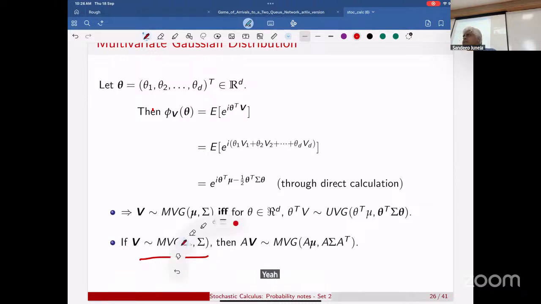Yeah, that's a fair comment. But how do we prove this? It does require a proof, right? So if I'm saying A times V is a multivariate Gaussian, then A times V will have a characteristic function.